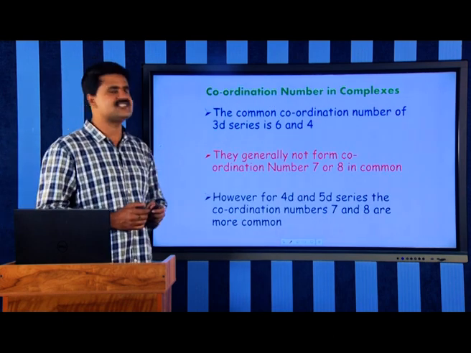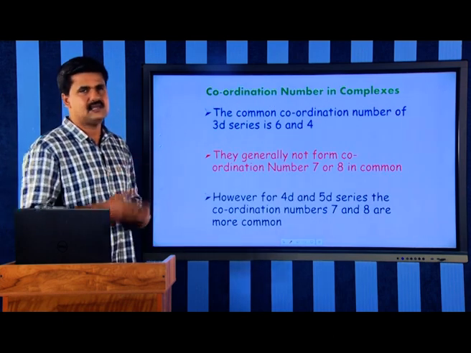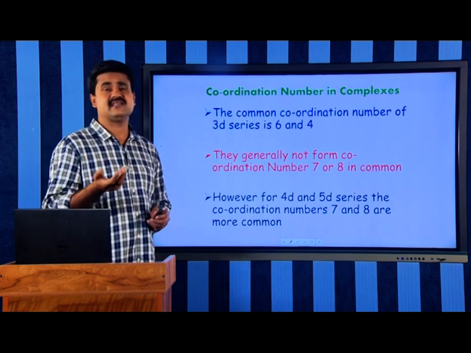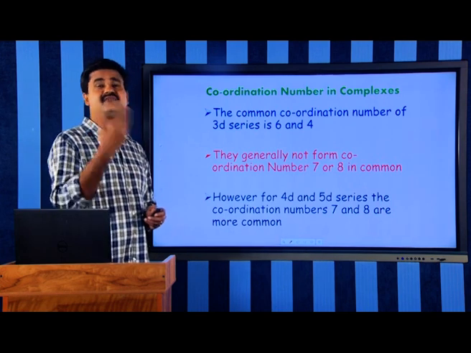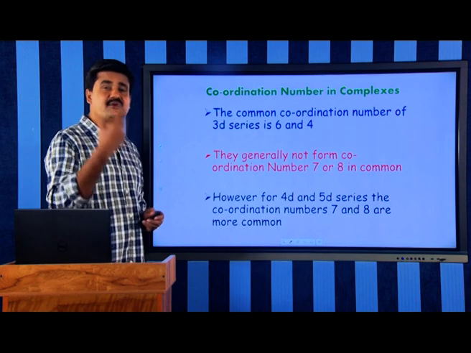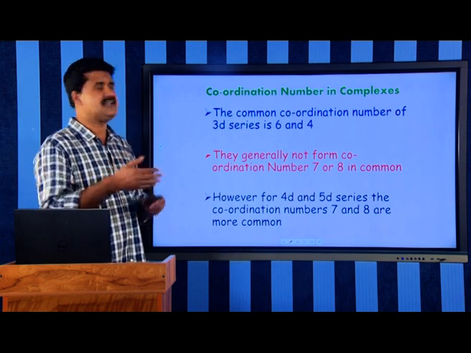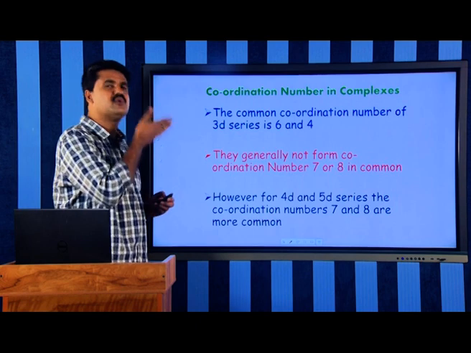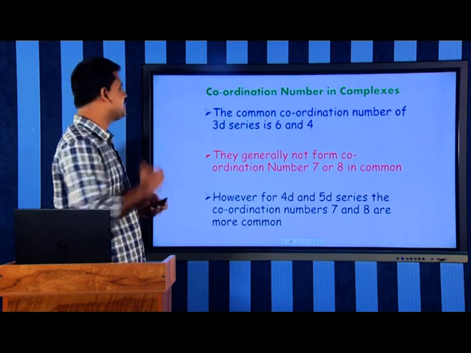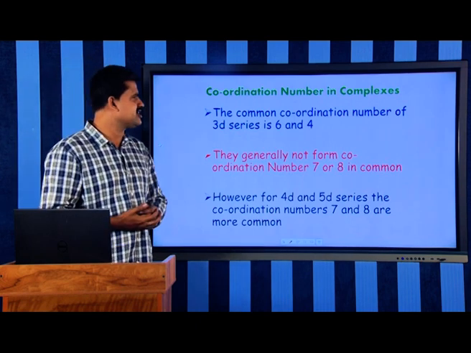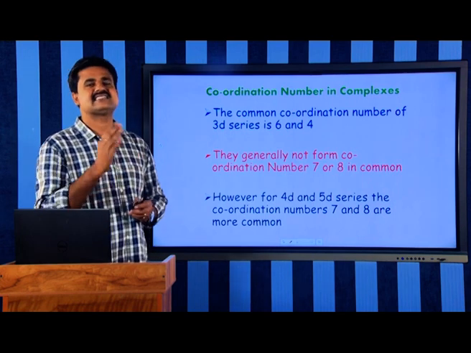Then, coordination number in complexes. All the 3d, 4d and 5d series of elements form different coordination complexes with high coordination number, low coordination number, etc. And we can move on to a discussion on coordination number. The common coordination numbers of the 3d series are 6 and 4.